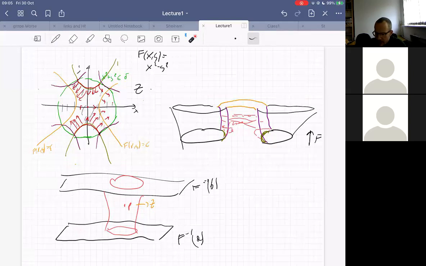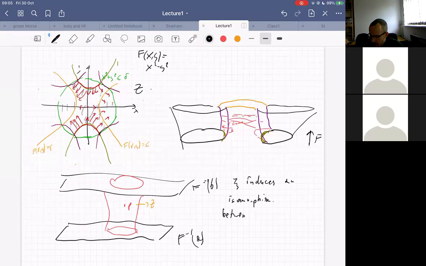So what does it tell you? The flow Xi induces an isomorphism, and by saying isomorphism, I'm saying homotopy equivalence, whatever, between f inverse of A minus Z and f inverse of B minus Z.